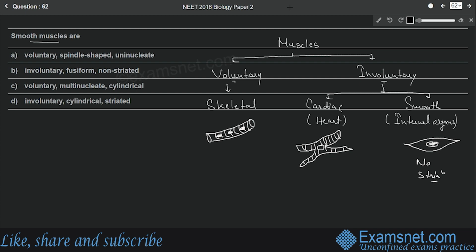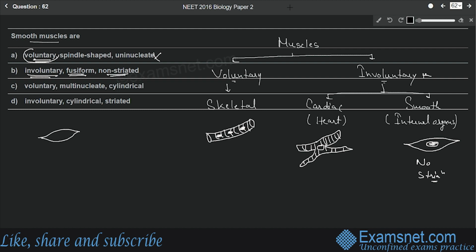Now let's see. In the first option, it is given that smooth muscles are voluntary. So it is incorrect because we know that smooth muscles are an example of involuntary muscles, right? So here only it is proved that this is incorrect. So let's cancel this option. Then we come to the second option. So these are involuntary, yes. Fusiform, yes. Fusiform means they have tapering ends like this. So we have seen that they have such structure. So this is also correct.